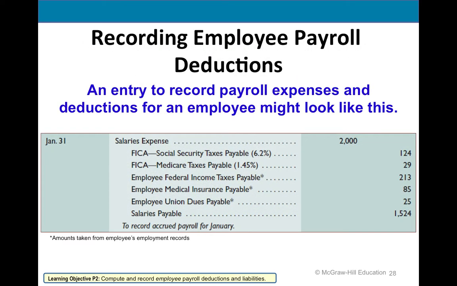And how do you record deductions? Remember, your salary expense is going to be your gross amount. The employee earned $2,000. Now, they're not going to receive $2,000 because certain things have to be taken out, such as FICA, federal income tax, and insurance, which are all payables. The salary payable is the amount you're actually going to pay the employee. So the employee earned $2,000, except they're only going to receive $1,524 because these are all deductions.